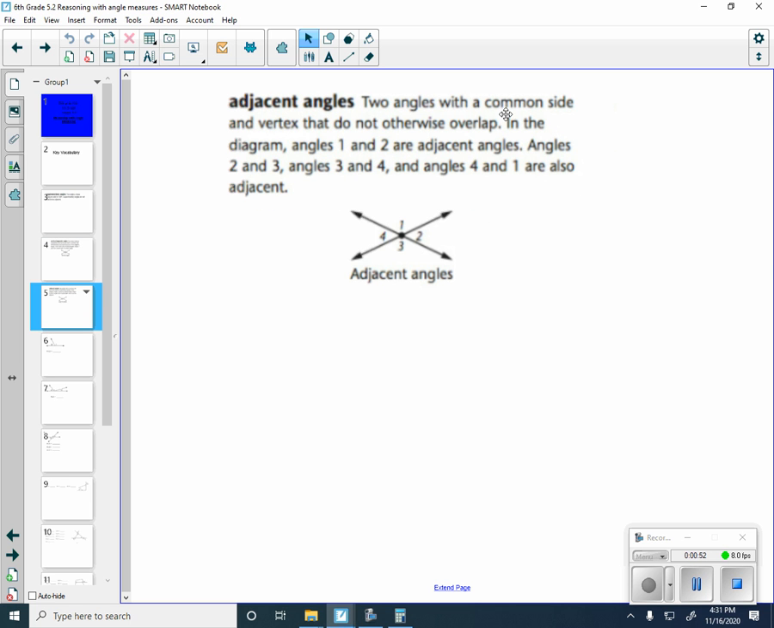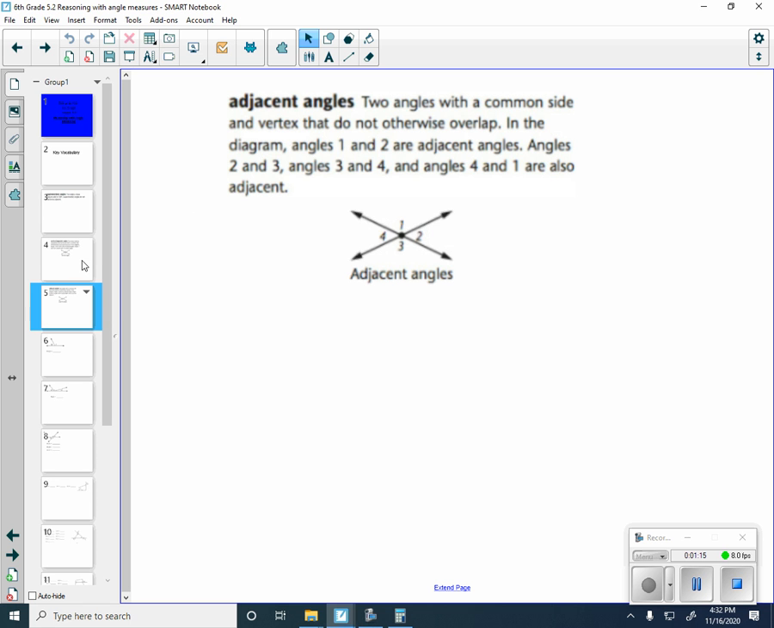Adjacent angles are two angles with a common side and vertex that do not otherwise overlap. In the diagram, angles 1 and 2 are adjacent angles. Angles 2 and 3, angles 3 and 4, and angles 4 and 1 are also adjacent. Adjacent angles are touching. 4 and 1, 4 and 3, 3 and 2, 1 and 2.